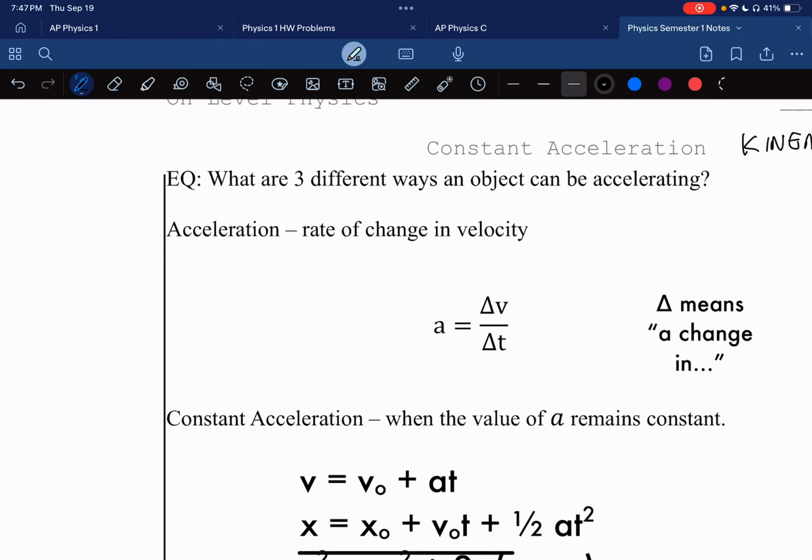So what acceleration means is that there is a change in your velocity, and it's specifically defined as the rate of change. That definition is written as an equation here. It's your change in velocity, the delta, which means a change in, over a change in time. Now, velocity means two things. It's your speed, but it is also direction.